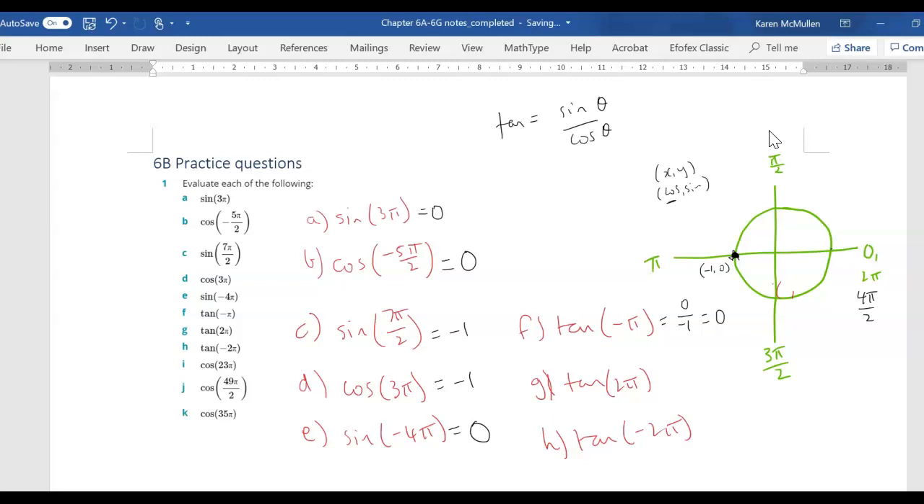2 pi, we are now here. The coordinates at that point are 1, 0. So we've got sine over cos, so 0 over 1, and that is equal to 0. And tan of -2 pi, we're at the same spot, so that is also going to be equal to 0.